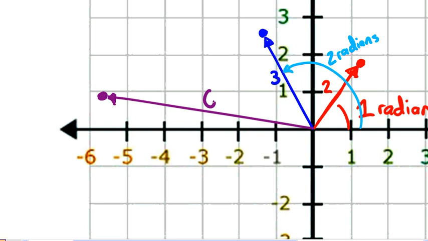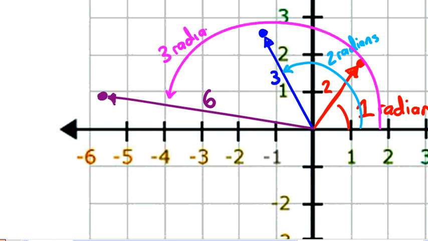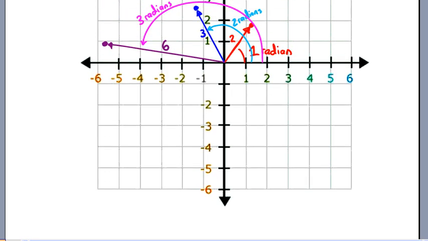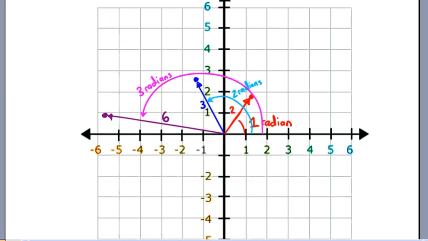So this final answer here is 6 long, and then the actual angle on it, I'll change colors here again for you, the angle on this is 3 radians. So it's just another different way of thinking about what's going on when you're multiplying these complex numbers together. We're actually just scaling them and rotating them at the same time. Just kind of a neat way to think about it.